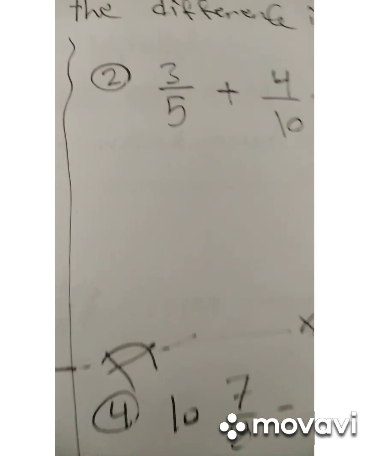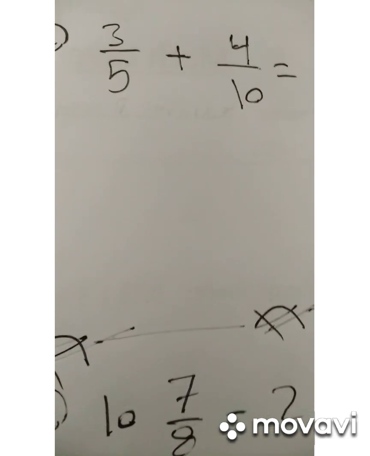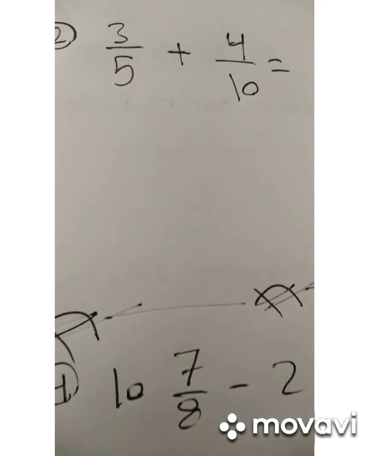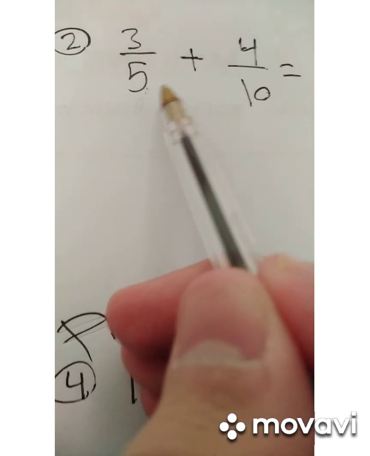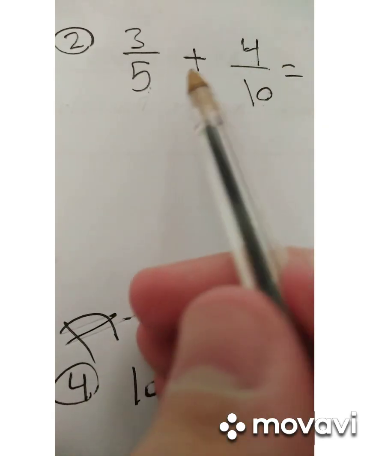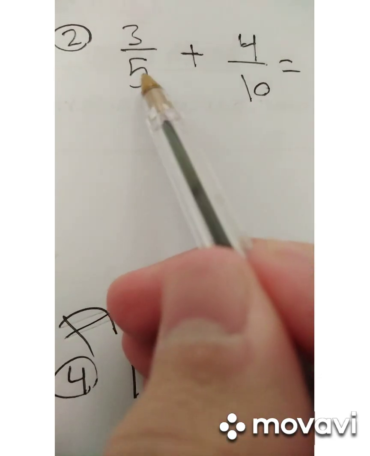Number 2. We have 3/5 plus 4/10. Look at the two denominators now. Are they equal? No, they are different, unlike denominators. So we should unify them at first. To change 5 to be 10, we multiply up and down by 2. So multiply by 2 up and down.